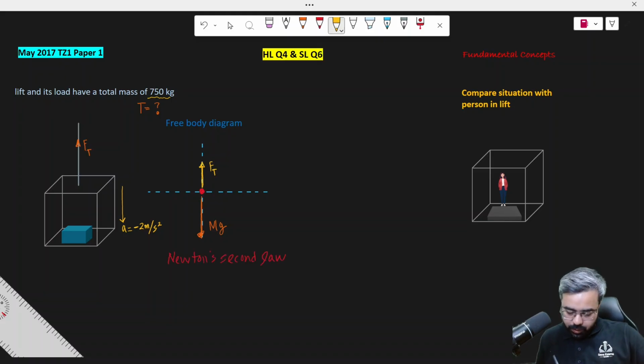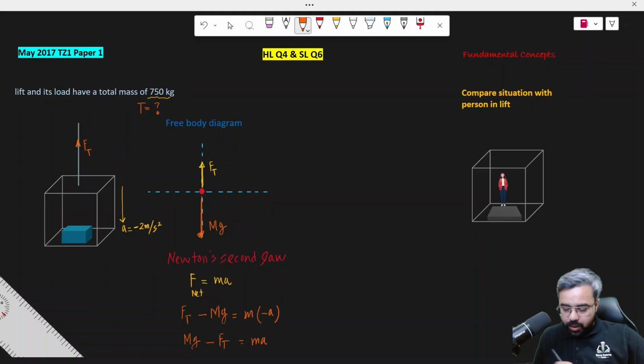According to Newton's second law, you know F is equal to ma, but this F is the resultant force, so that's why I'm writing it F net, the resultant force. In our case, since mg is more than the force of tension, you can write this equation like this: FT minus mg is equal to m into negative a. Otherwise, you can also write mg minus FT is equal to ma. So we can find the value of the force of tension.